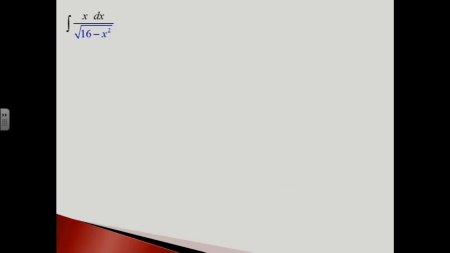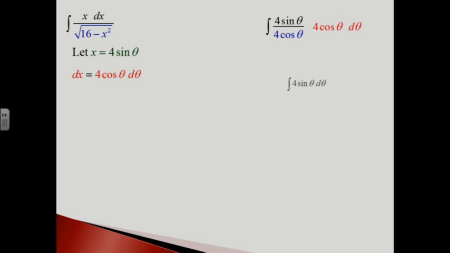Second example, integrate x over square root of 16 minus x squared. Let x be 4 sine theta, then dx equals 4 cosine theta d theta. Substituting in the initial integral, square root of 16 minus x squared becomes 4 cosine theta. x becomes 4 sine theta and dx becomes 4 cosine theta d theta. So the integral becomes 4 sine theta d theta. The result is minus 4 cosine theta plus c.